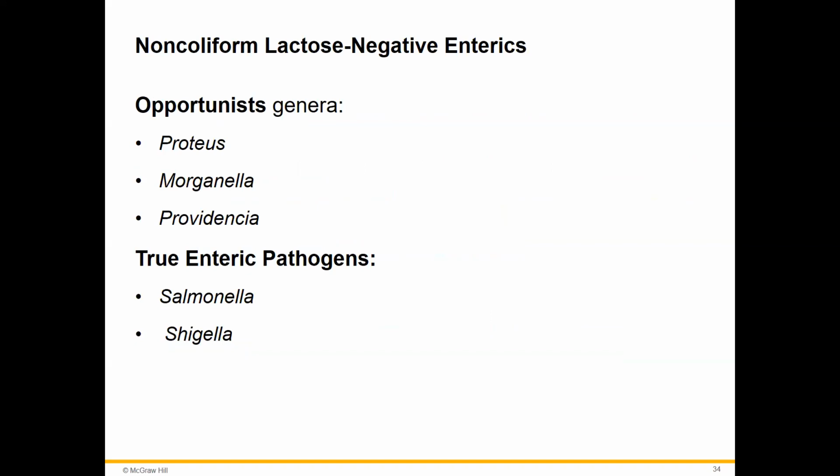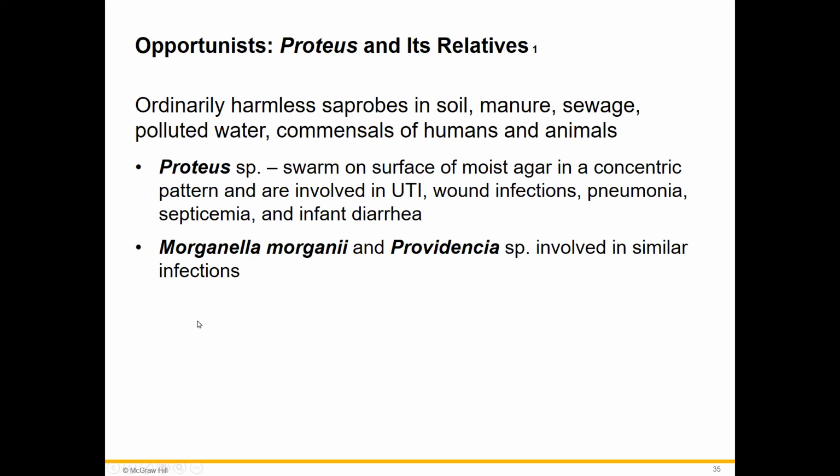Okay. Some lactose negative enteric bacteria include Proteus, which would be probably our one opportunist that we want to know about, or our true pathogens, Salmonella and Shigella, which we'll look at. So Proteus and its relatives are typically found in soil, manure, sewage of polluted water. Proteus will swarm on the surface. It likes water. It's involved in UTI infections, wound infections, pneumonia, septicemia, infant diarrhea.